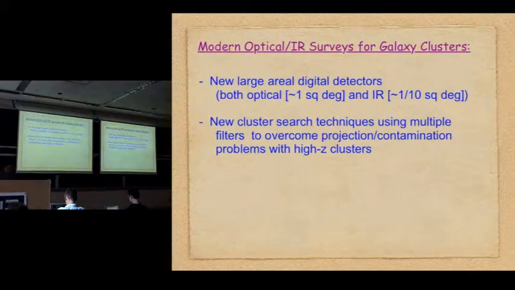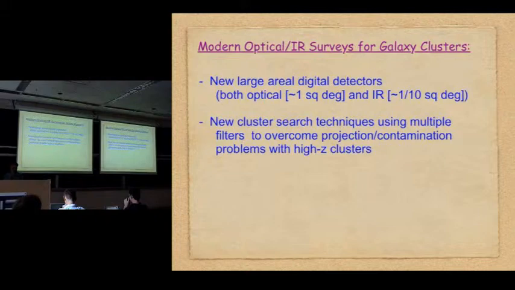Now, optical cluster search, I would say 10, 15 years ago, was not looked at as a reasonable thing to do for finding high redshift clusters, primarily because of the very large column of galaxies between you and redshift 1, making a galaxy cluster not stand out.